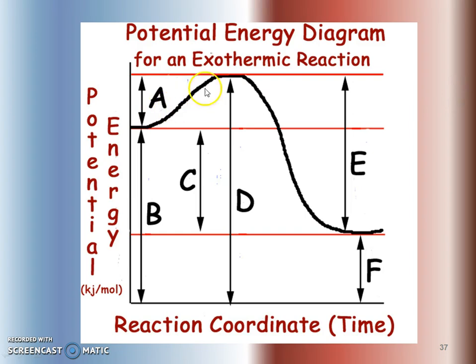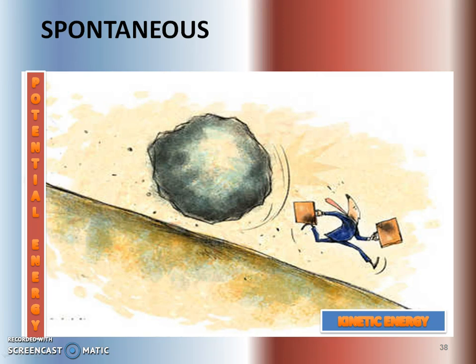So again, here's our exothermic reaction, reactants forming products. Our delta H is going to be negative, and we're going to say our delta S is going to be positive because it's going towards disorder. So here's our spontaneous reaction, that ball rolling down the hill, lots of kinetic energy. Guy got to get out of the way.